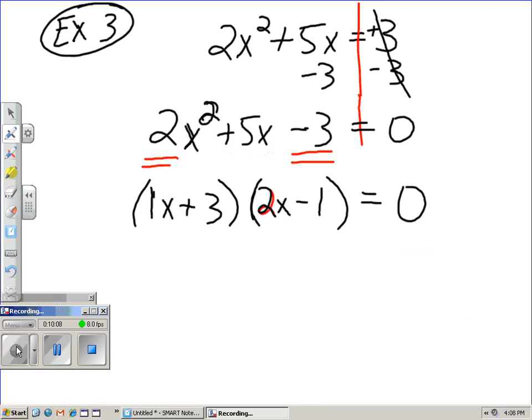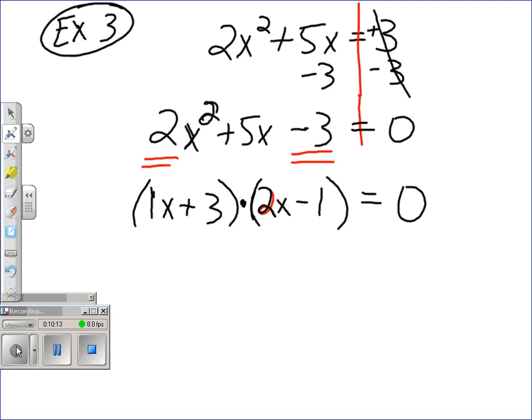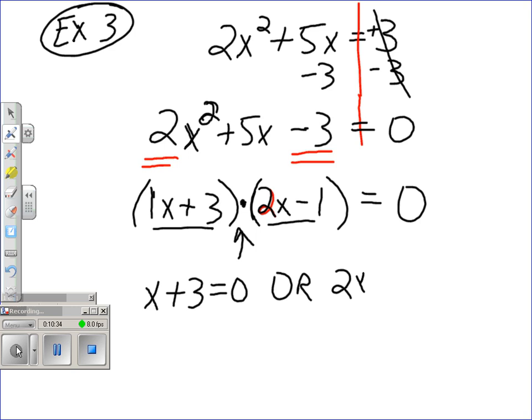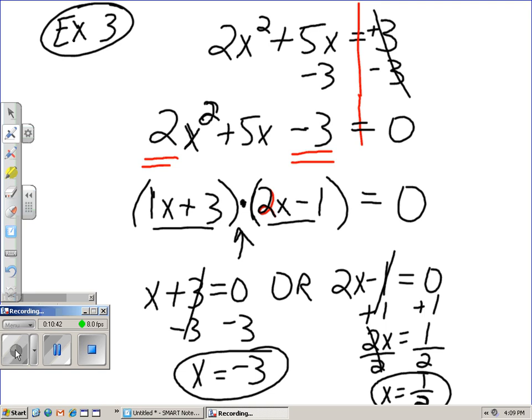So here's where we stand. We have x plus 3 times 2x minus 1 equals 0. We factored it. Remember, factor means you turned it into multiplication. Now we apply that zero product principle. We say that what's in front of that multiplication dot, the x plus 3, has to equal 0, or what's behind that multiplication dot, the 2x minus 1, has to equal 0. There's our two possible situations. So I finished solving them, and you guys know how to do the algebra. So I come up with solutions of x equals -3 and x equals 1/2.